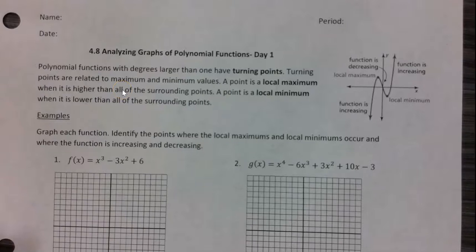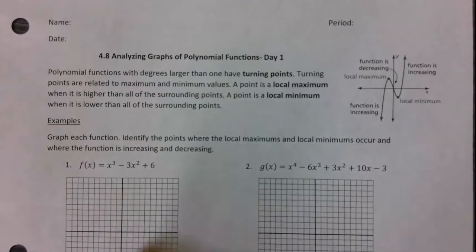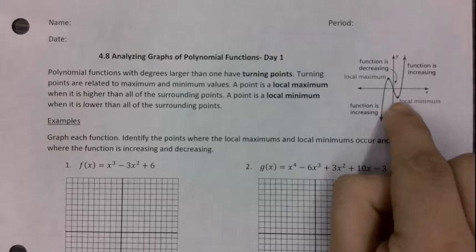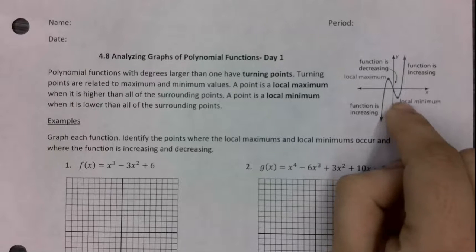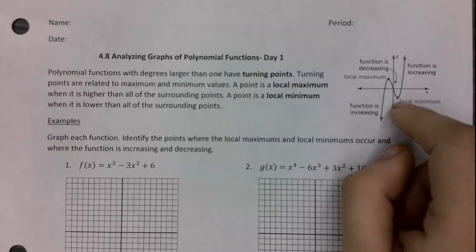Okay, so today we are analyzing graphs of polynomial functions. Any polynomial that has a degree higher than 1, so basically squared and higher, will have turning points. These turning points can be referred to as a maximum if they're a high point, and a minimum if they're a low point. Depending on the graph, it can be local, or relative.